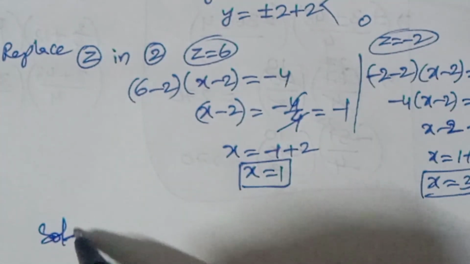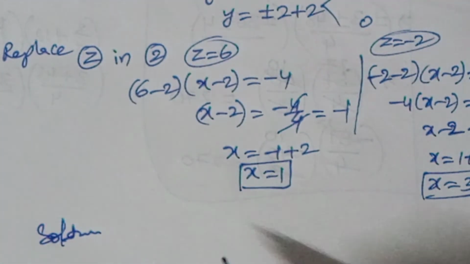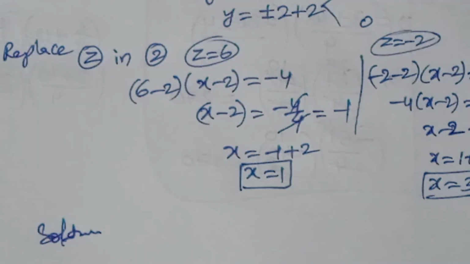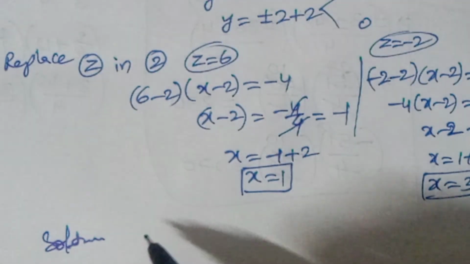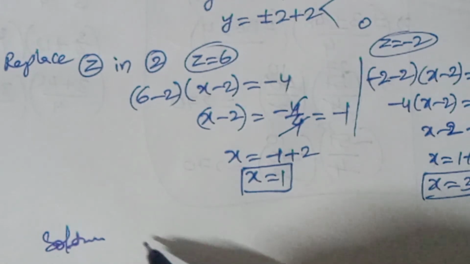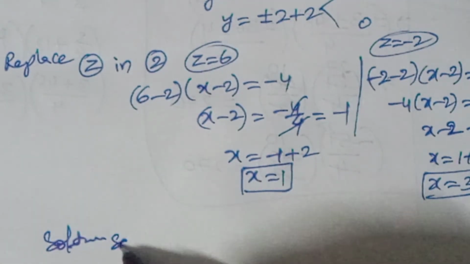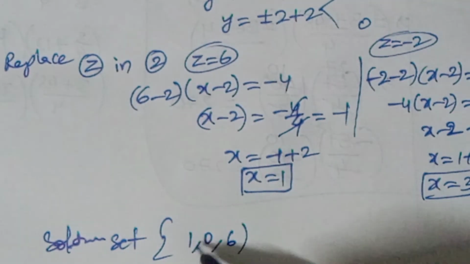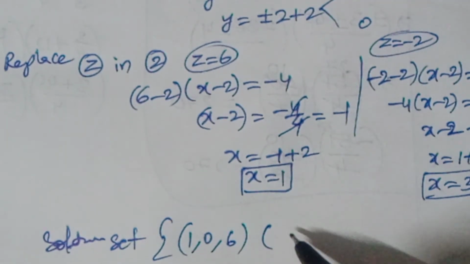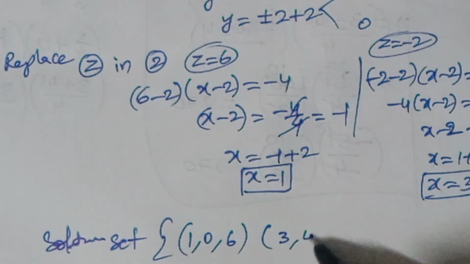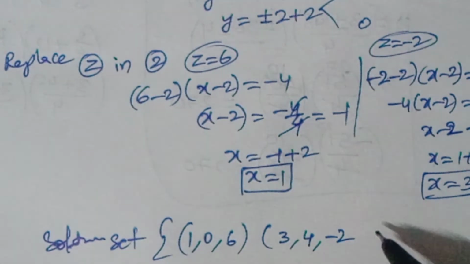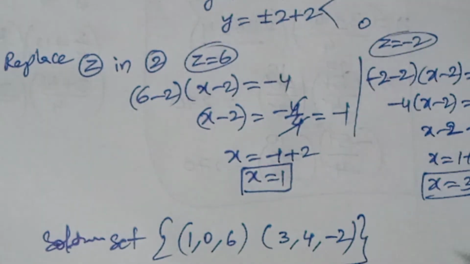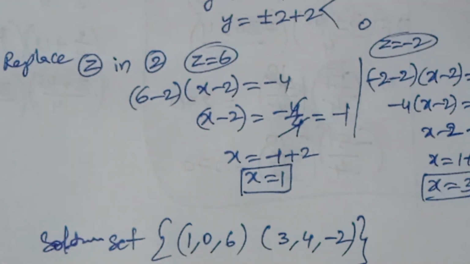Therefore, we are getting the solution for the x value. The first case, the solution set will be 3, 4, 6, and the second solution is 3, 4, minus 2. So these are the solutions.